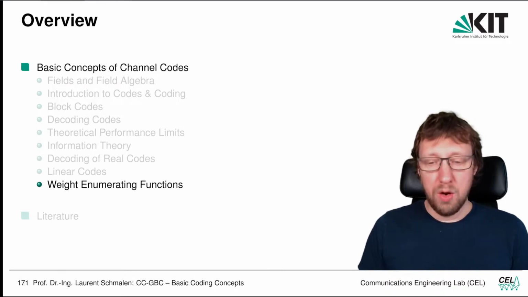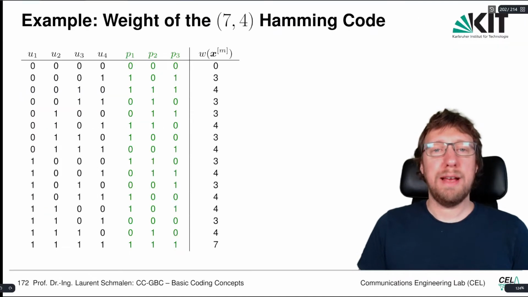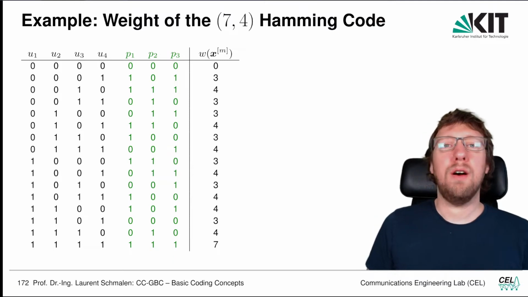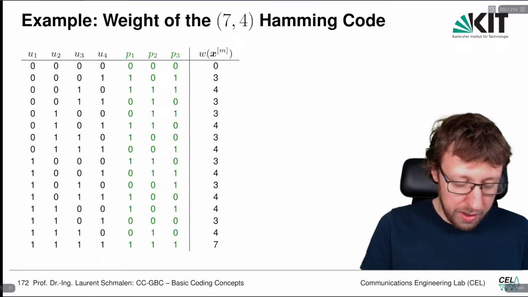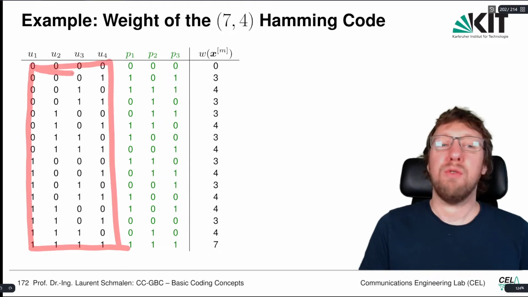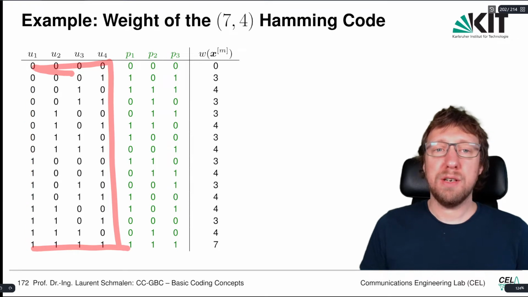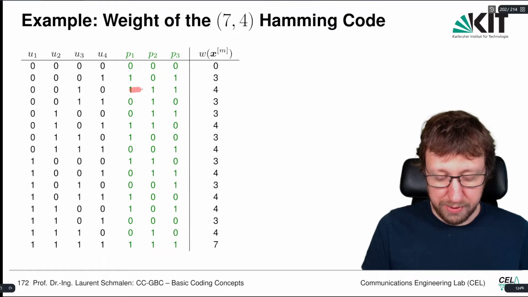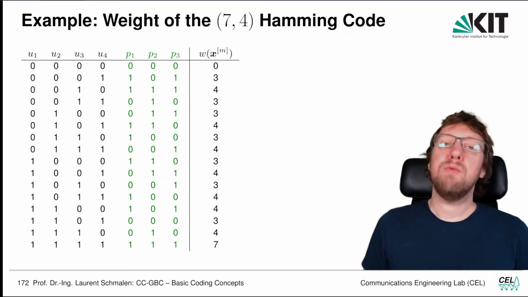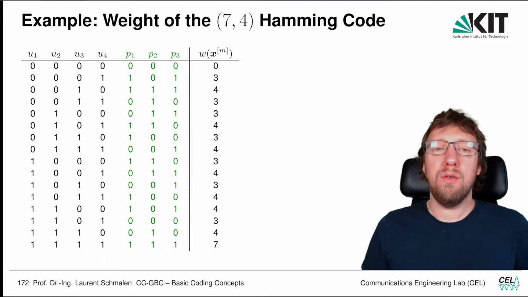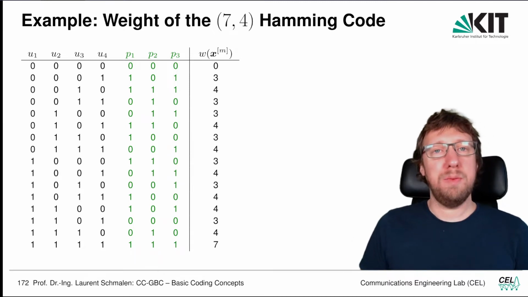To start with, we take a look at our example code, the 7-4 Hamming code. And what we do is we enumerate all the code words. So we have 16 possible code words that are given by the 2 to the power of 4, 16 different information vectors, and we calculate the parity bits of those. And then what we do next is we just compute the weights of these code words, just as we would do for calculating the minimum distance.